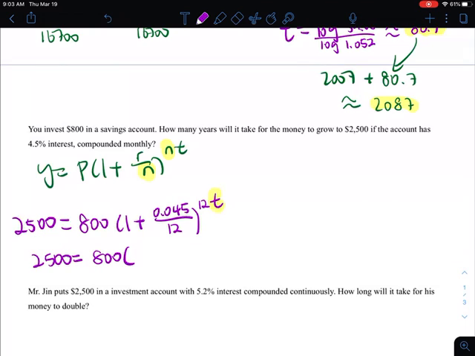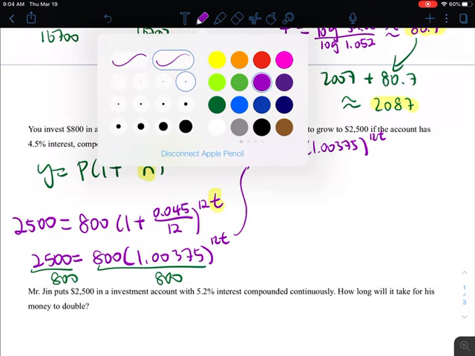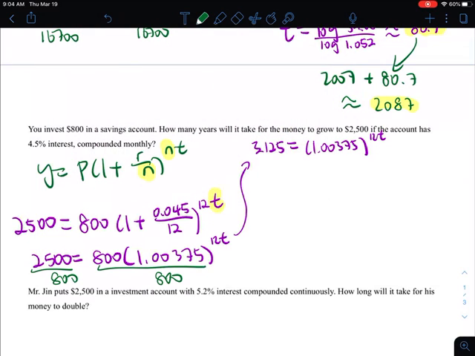So I have 2,500 is equal to 800, and then we can go ahead and type that into a calculator. So here will be 1.00375, it looks like, to the power of 12t. And then just like last time, let's go ahead and divide by 800 first. So let's see, 2,500 divided by 800. I get 3.125. So 3.125 is equal to 1.00375 to the 12t. And then once again, we're going to have to use logs.